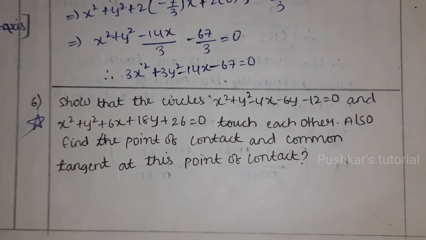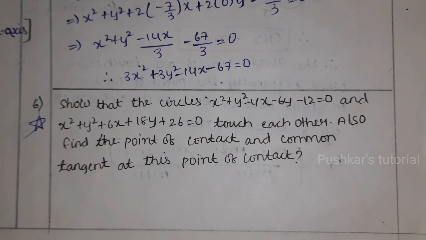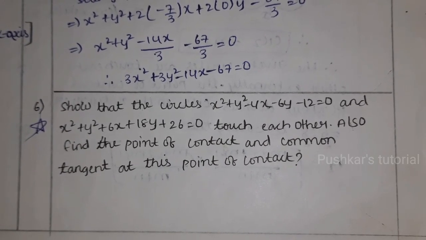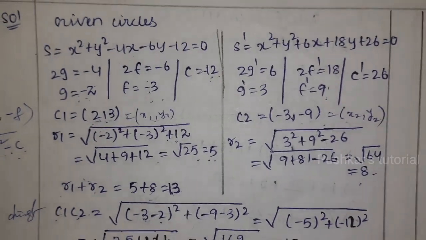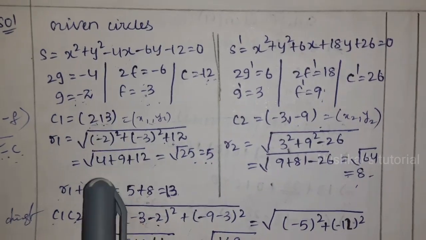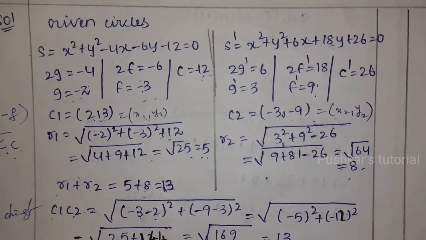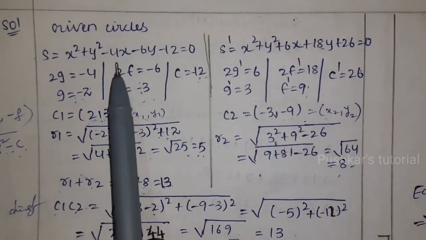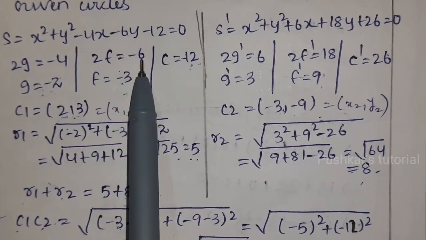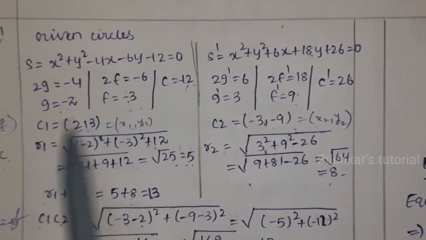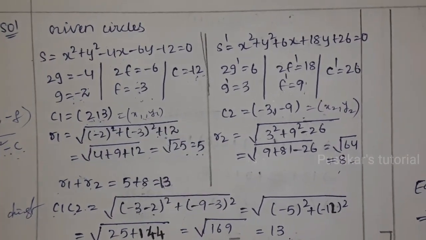Show that the circles given here touch each other. Also find the point of contact and the common tangent at this point of contact. The given circles are the first circle and the second circle as they are. Here the x square coefficient and y square coefficient should be 1, and already they are 1. Next, 2g equals minus 4, 2f equals minus 6, and c equals minus 12. So the 2s cancel, and c stays minus 12.